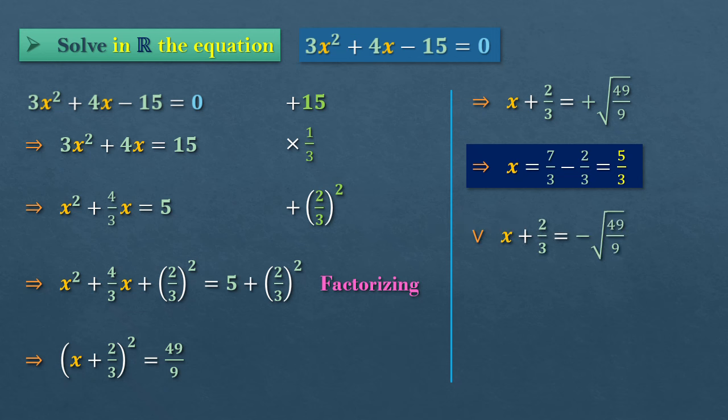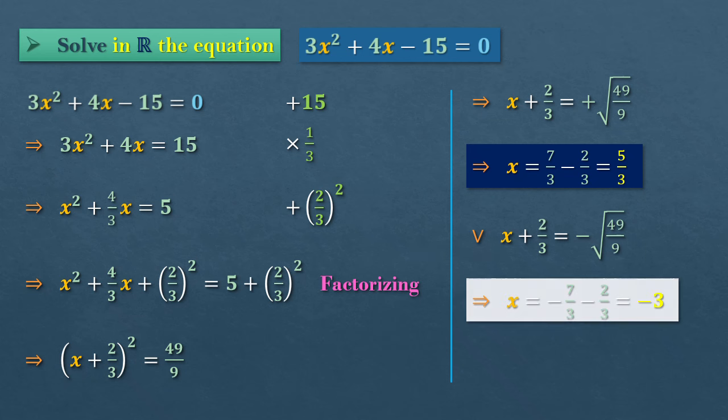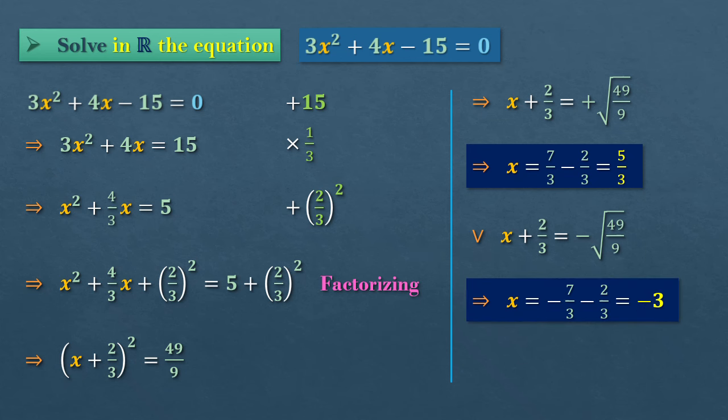Or x + 2/3 = -√(49/9). This leads to x = -7/3 - 2/3 = -3. We have successfully solved the quadratic equation and found its two real solutions. The solutions are x = 5/3 and x = -3.